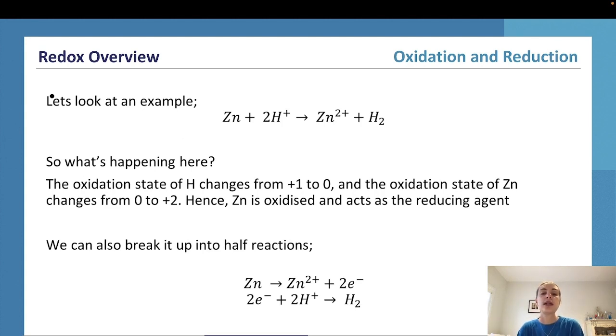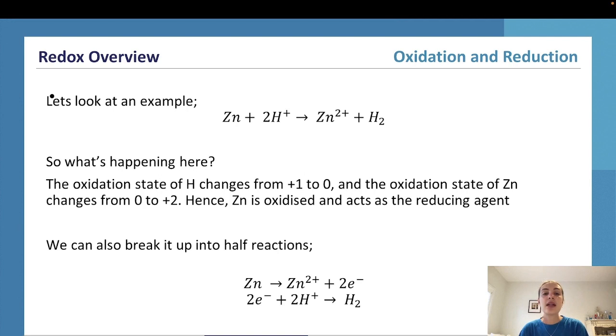So we can look at an example, and this example here uses zinc and hydrogen ions, and it shows us a transference of electrons, and it's also balanced to show how the ratios work such that you can have something with different charges create the same charge.